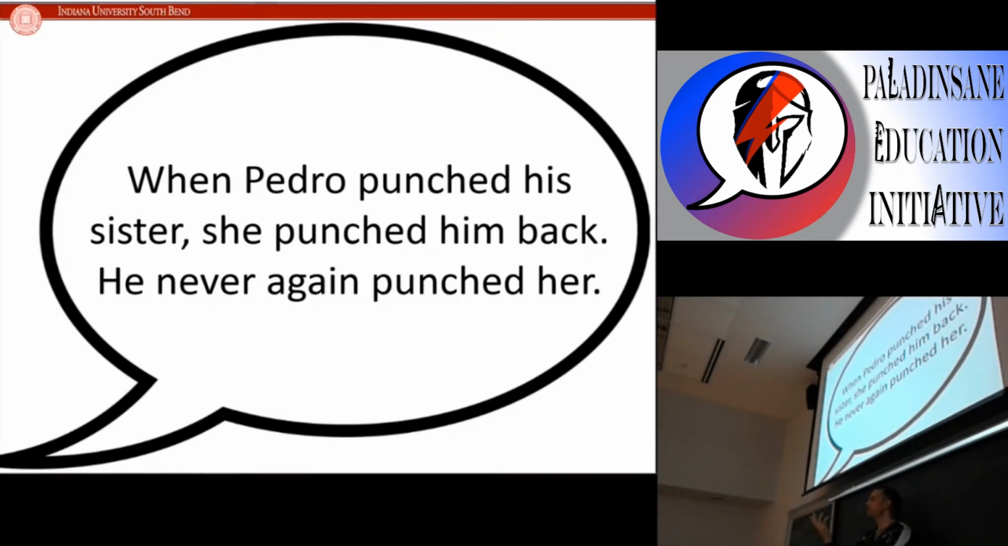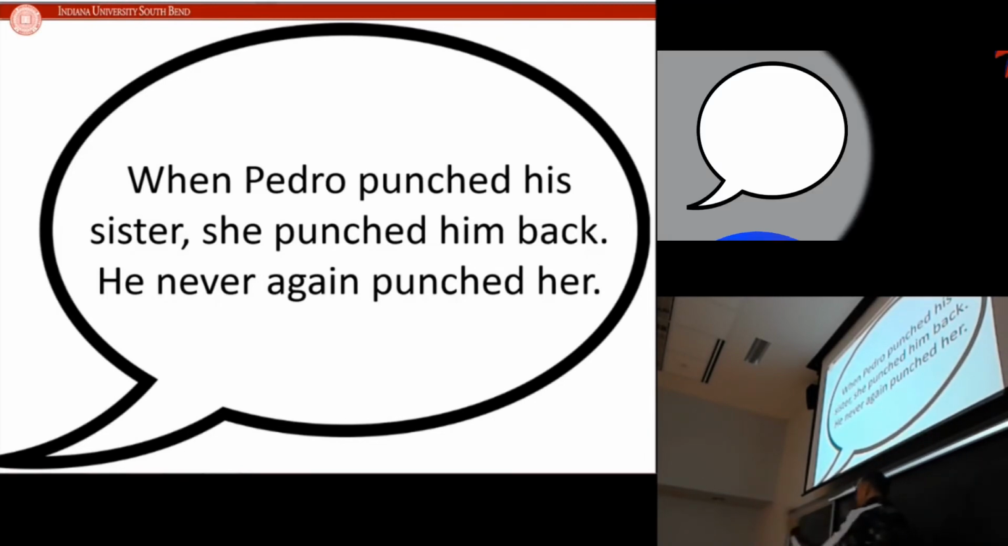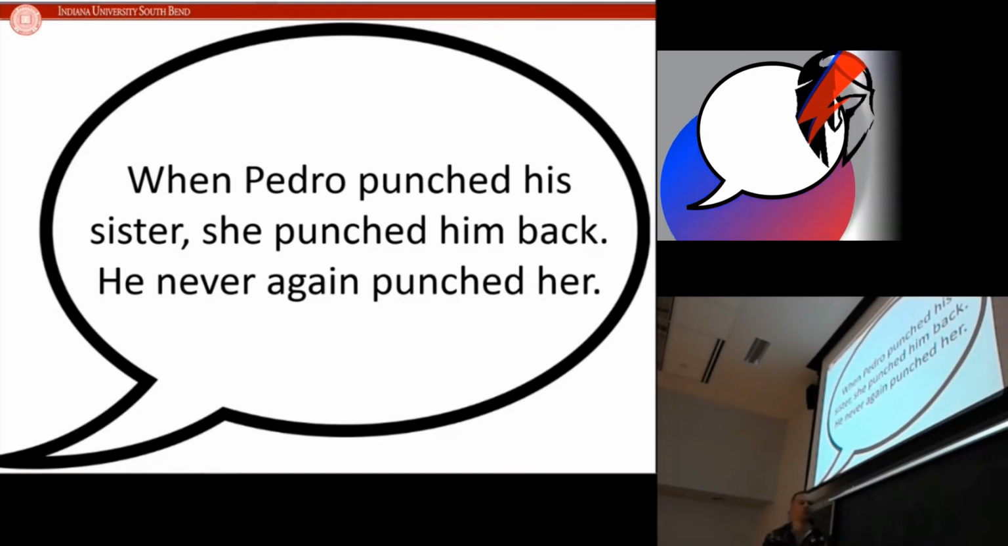And did it decrease as a result of an addition of something, or did it decrease as a result of something being taken away? Addition. So it was decreased as a result of the addition of the punch from his sister. So this is an example of positive punishment. So addition is positive, behavior goes down, punishment.